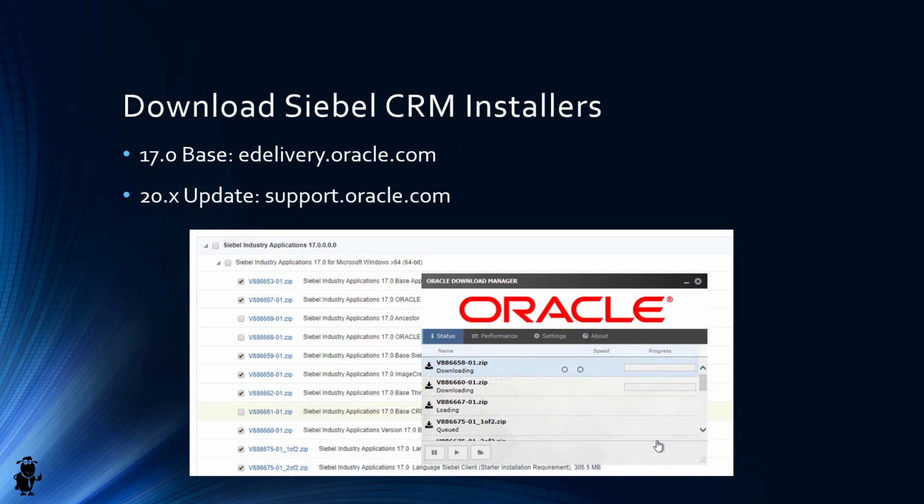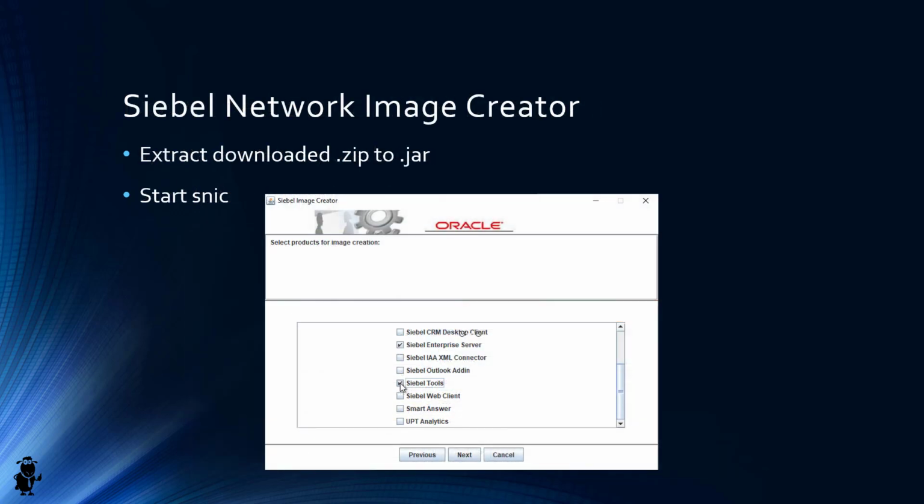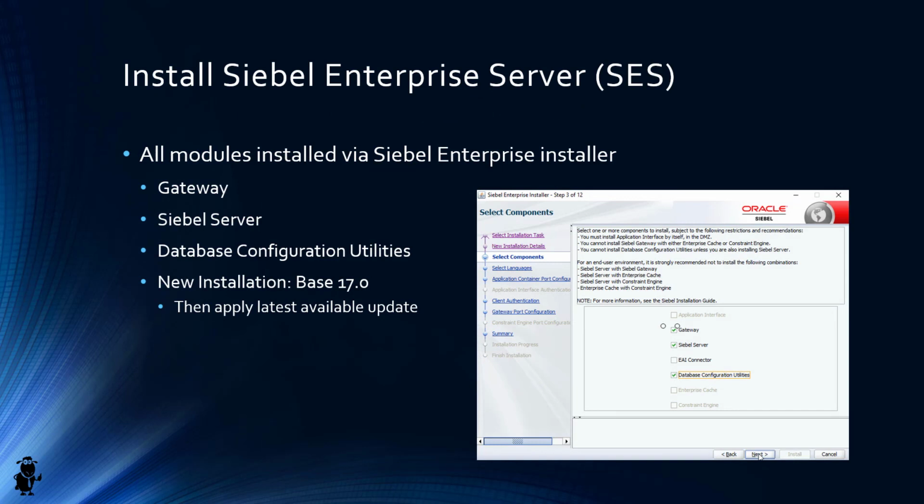You will also see how to download the 17.0 base installers from eDelivery and the 20.x update installers from Oracle support, and we'll use the Siebel Image Creator to extract the installer archives. And then we can proceed to install the Siebel Enterprise Server. So the video will demonstrate the 17.0 base installations of Gateway, Siebel Server and database configuration utilities on the sandbox.